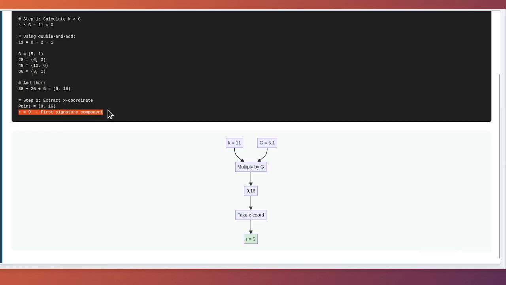If r had been 0, which is extremely unlikely, we would need to choose a new k and try again. But r equals 9 is valid.